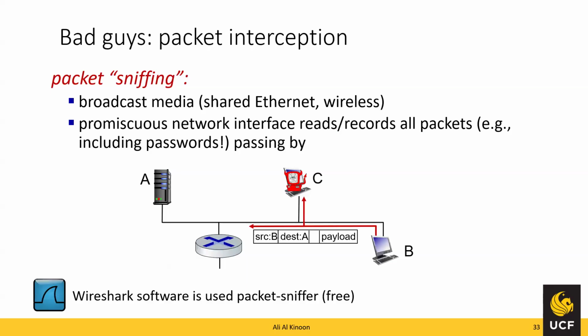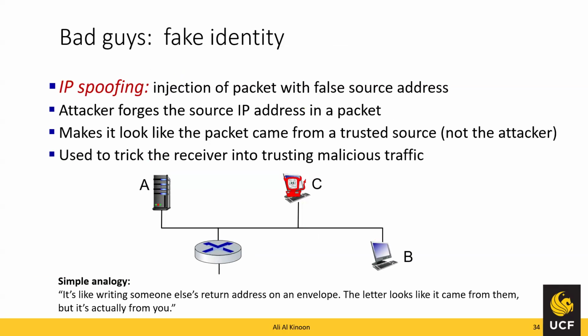And then also we have here is packet interception, aka packet sniffing. It's a broadcast media shared to the Ethernet and wireless. And what happens is that network interferes and reads all the packets, including passwords that are passing by from the server to the router to the device. And here's the idea of Wireshark that I'll speak at the end of the lecture just briefly about, and we will have an assignment with using Wireshark.